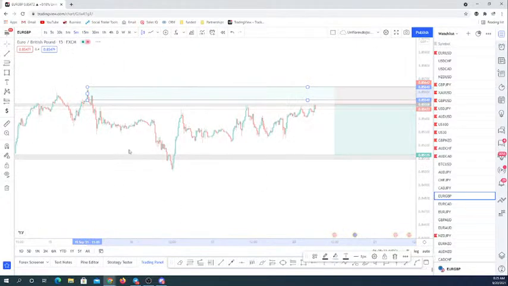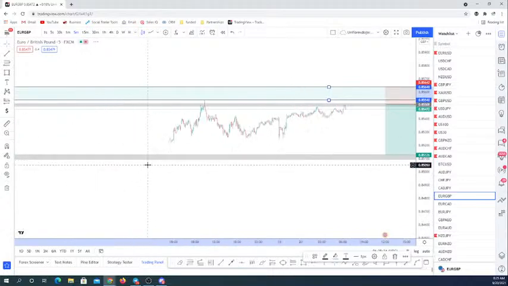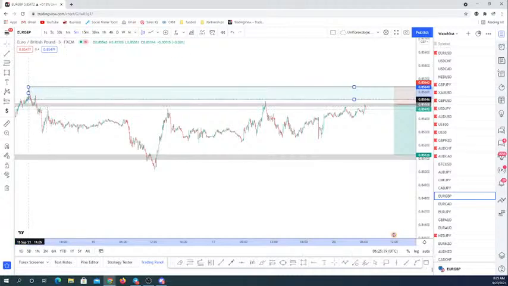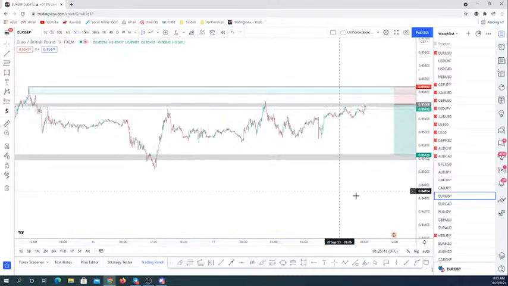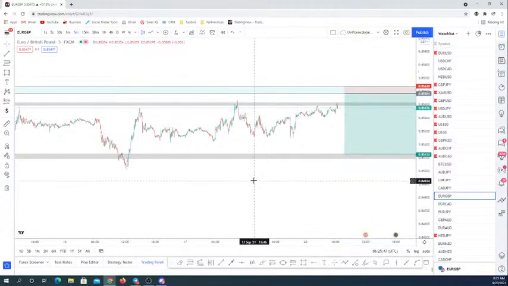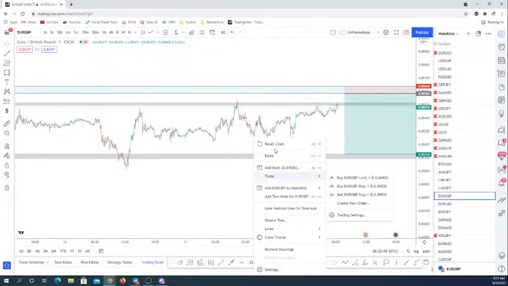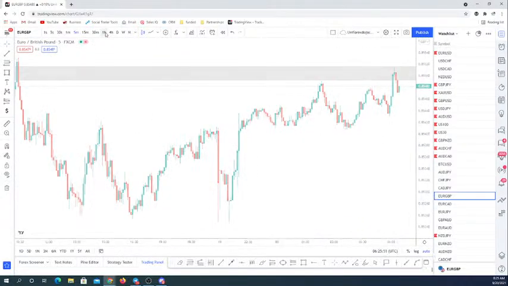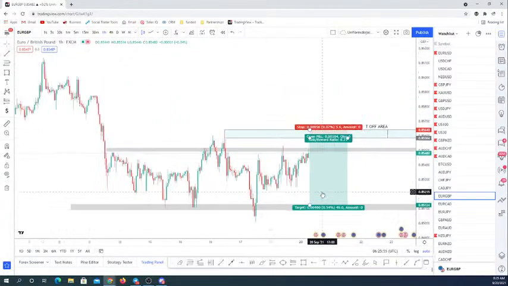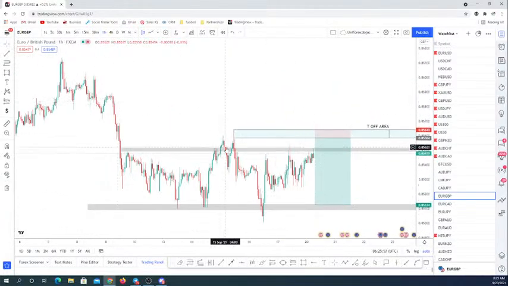Okay, nothing there. The 5-minute. Okay, there you go. So we can look at something like that and have a T of area at these levels here. So this is how you would approach it. And then yeah, something like this on the Euro GBP.